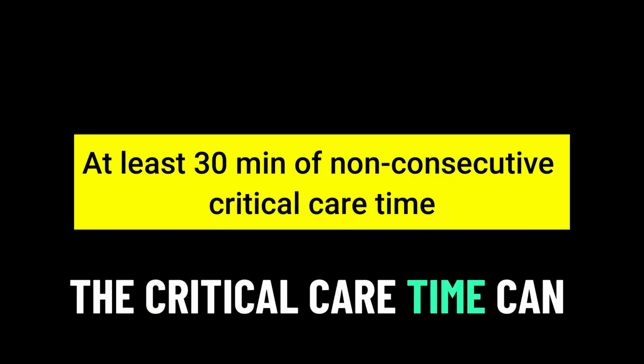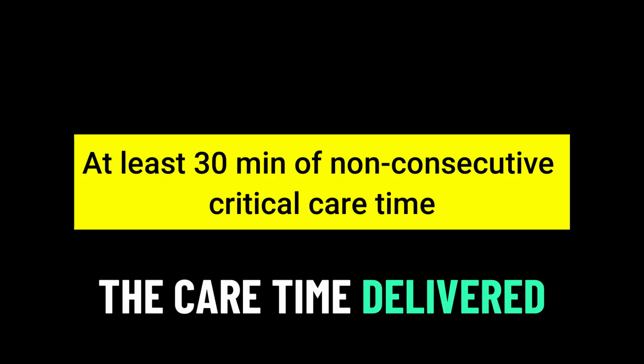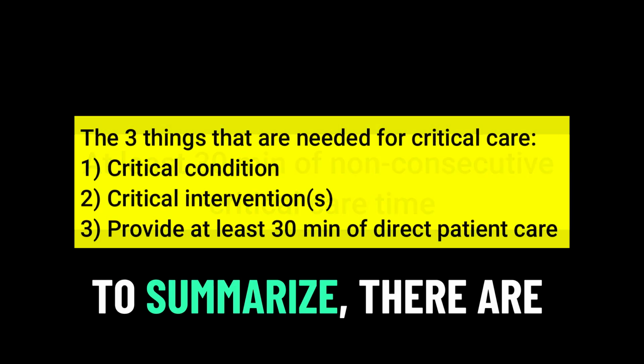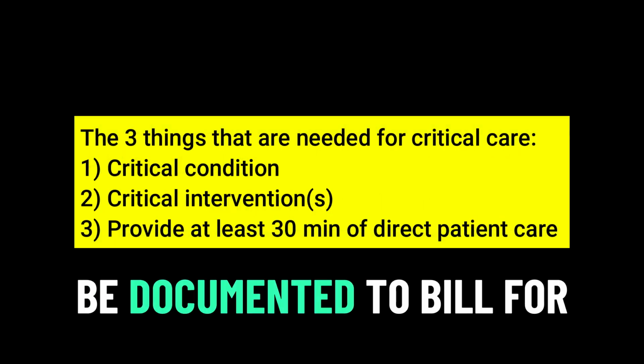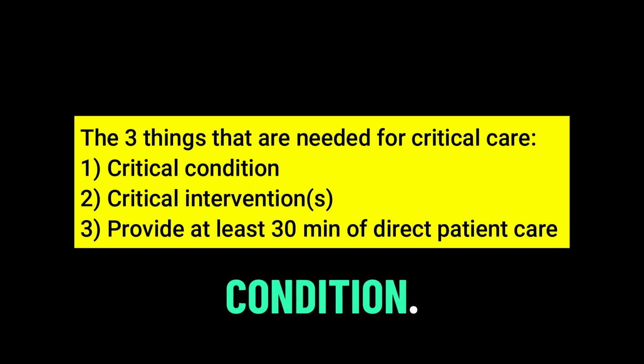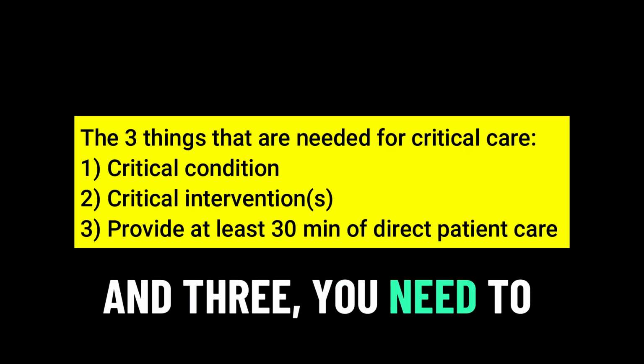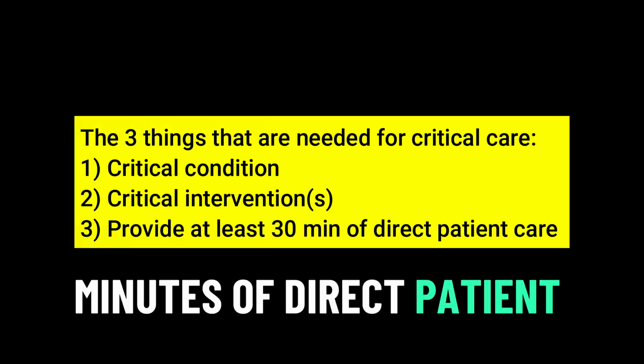The critical care time can be non-consecutive time, meaning you can add up all the care time delivered over multiple periods. To summarize, there are 3 things that need to be documented to bill for critical care. 1. You need to have a patient with a critical condition. 2. You need to perform critical interventions. And 3. You need to provide at least 30 minutes of direct patient care.